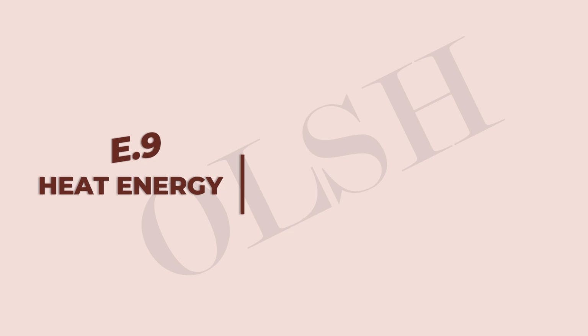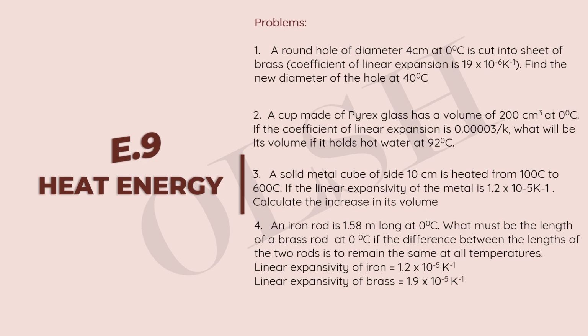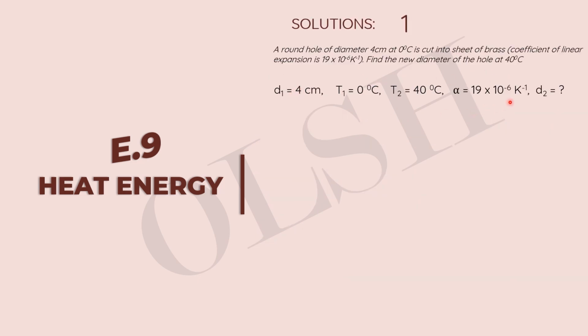The first question says a round hole of diameter 4 centimeters at 0 degrees Celsius is cut into sheets of brass. Our coefficient of linear expansivity is given. The question is to find the new diameter of the hole at 40 degrees Celsius. We have our parameters: D1, T1, T2, and alpha, which is our linear expansivity. We're asked to find D2.